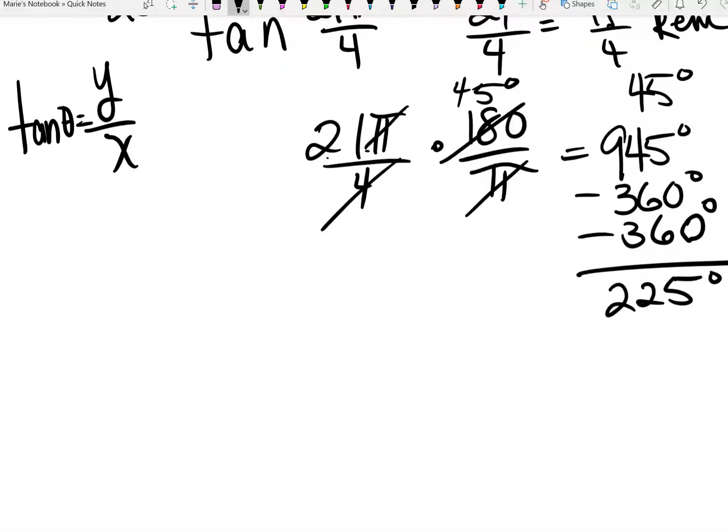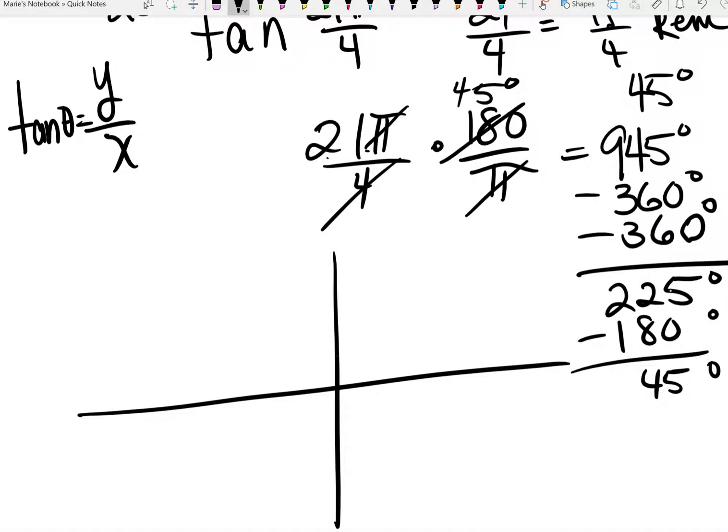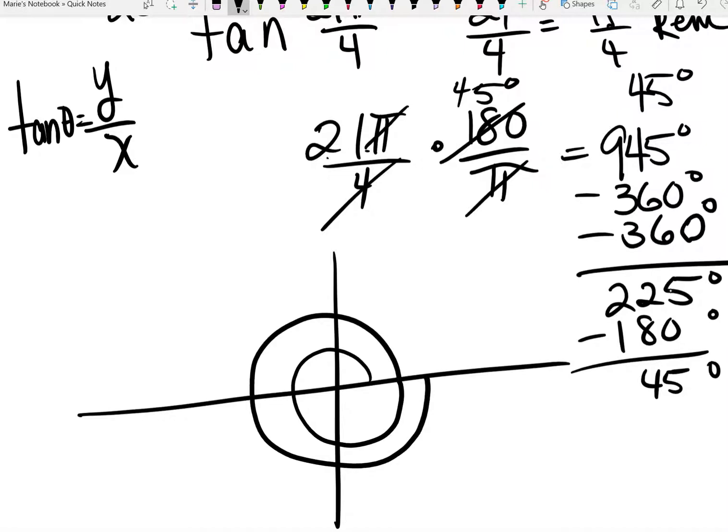So I can take away 180. If I take away another 180, that leaves me 45 degrees, which is probably the angle of reference that we're going to use. So here's the deal. I start at 0 and I start counting. 360, 720, 720 and 180 puts me at 900, leaving me 45 little degrees that I need to come back in here.